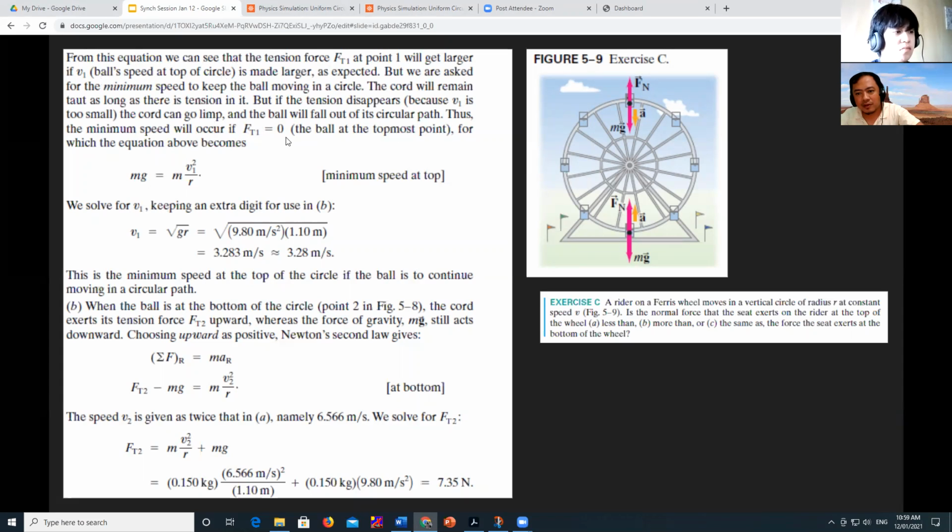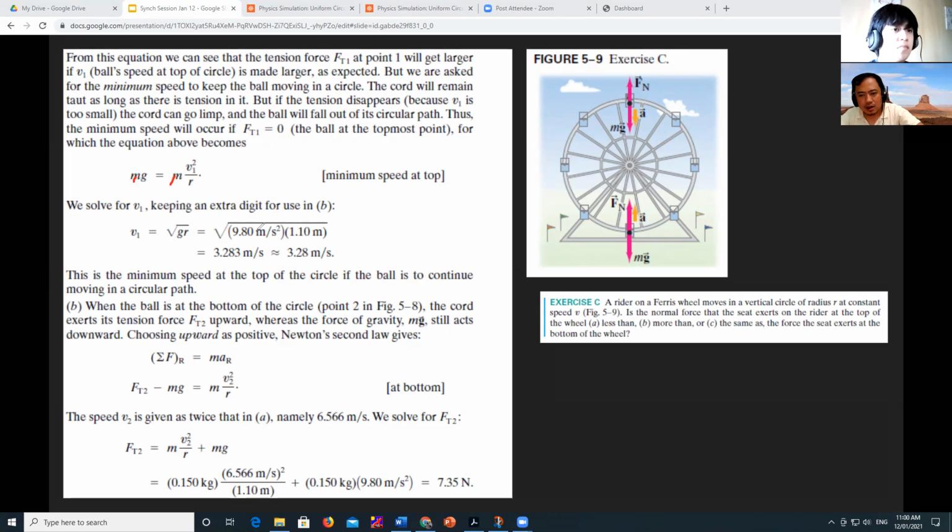To remove the tension and solve, the minimum force is just mg, the weight, which is equated to mass times acceleration. You cancel out the mass, and you can solve for v, because you're asked about the minimum speed. Transposing or cross multiplying, v1 is the square root of gr. So the square root of gr.